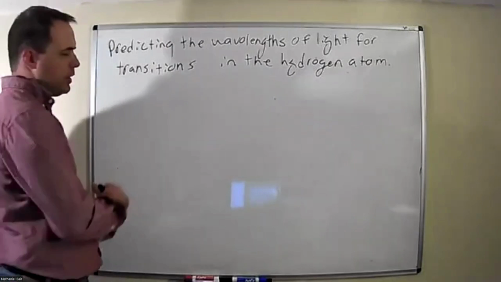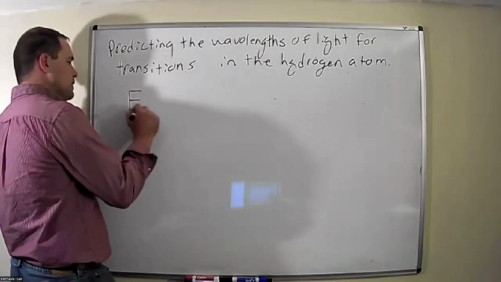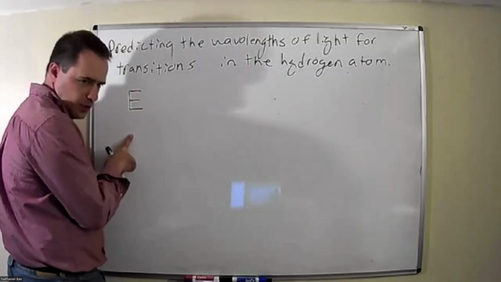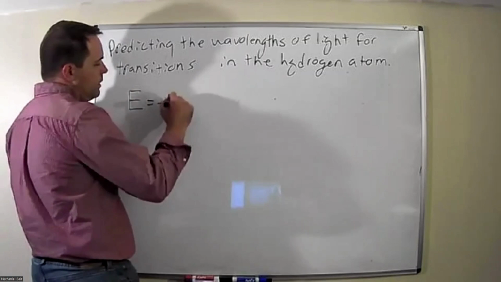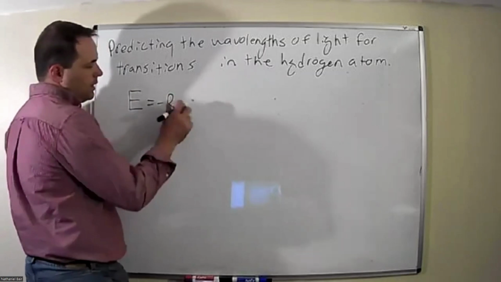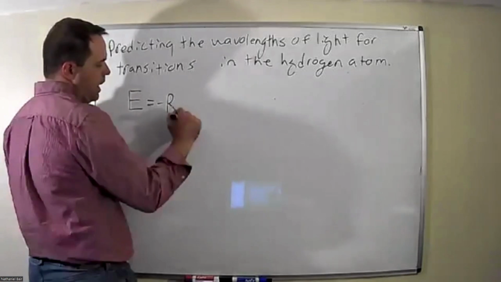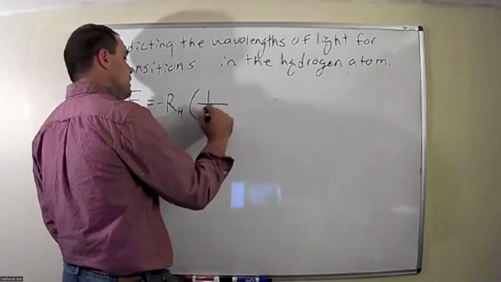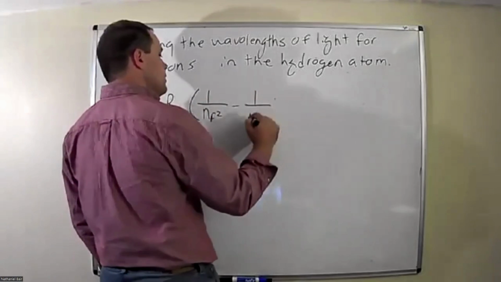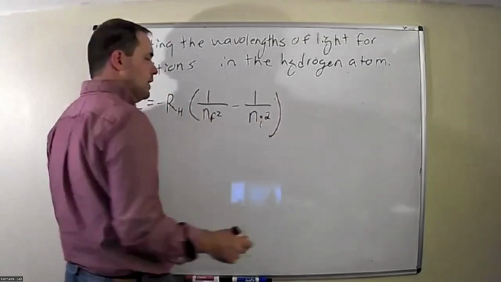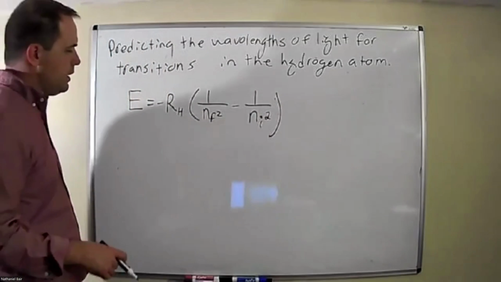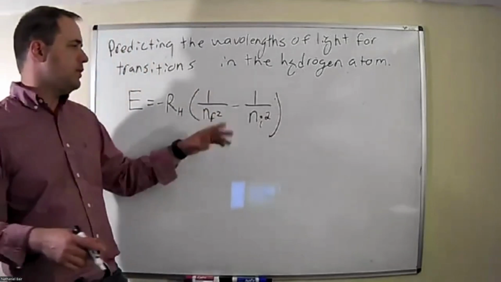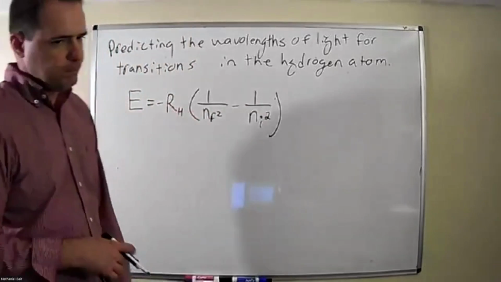Here is our equation, our first of multiple equations. The energy of a photon that gets emitted when one of these transitions occurs is equal to the negative RH, that's a Rydberg constant, a capital R sub capital H. Talk about what that is in a second. Times 1 over n final squared minus 1 over n initial squared. Copy that down. And we'll talk about what these three things mean. Energy equals negative RH times the quantity 1 over n final squared minus 1 over n initial squared.